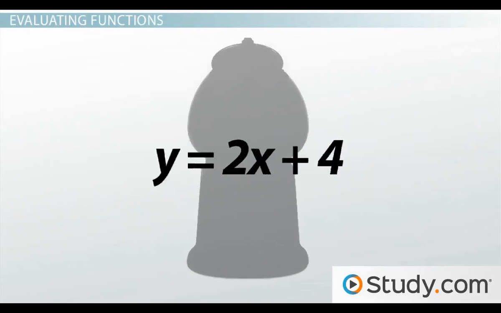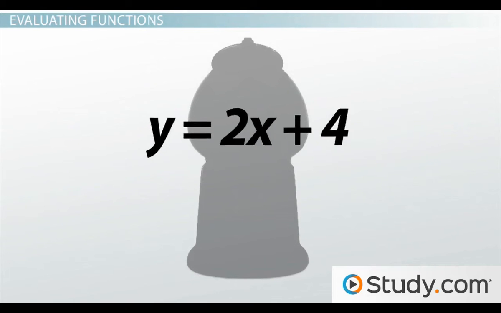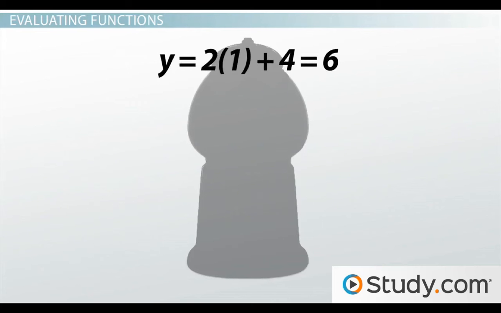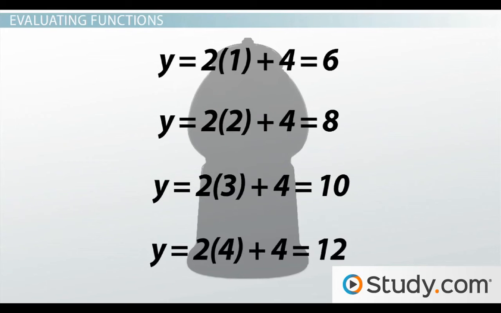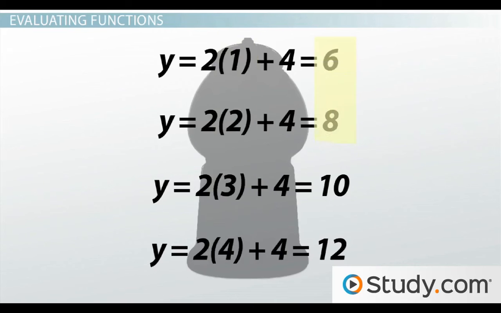Let's look at an example. Y equals 2x plus 4. If you evaluate this expression for 1, 2, 3, 4, you get these outcomes. Y equals 2 times 1 plus 4, which equals 6. Y equals 2 times 2 plus 4, which equals 8. Y equals 2 times 3 plus 4, which equals 10. And Y equals 2 times 4 plus 4, which equals 12. Notice that for each input, there is exactly one output.